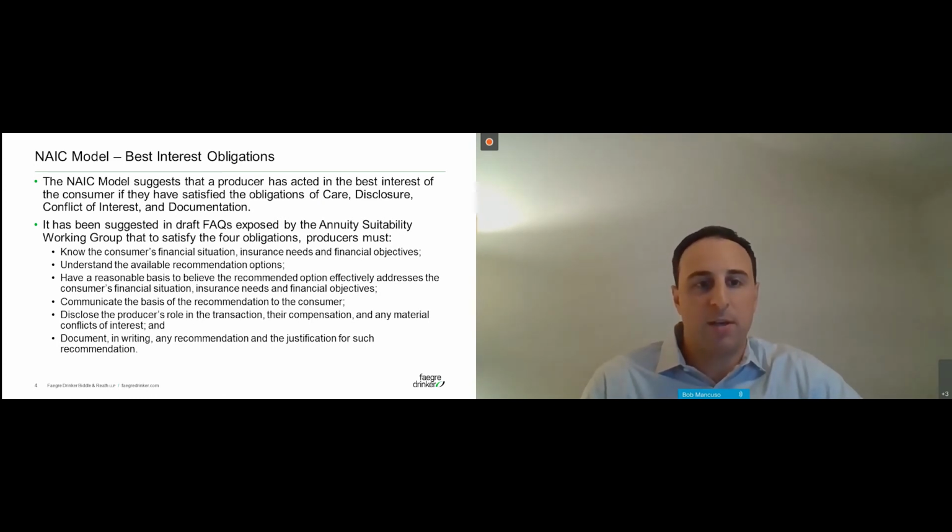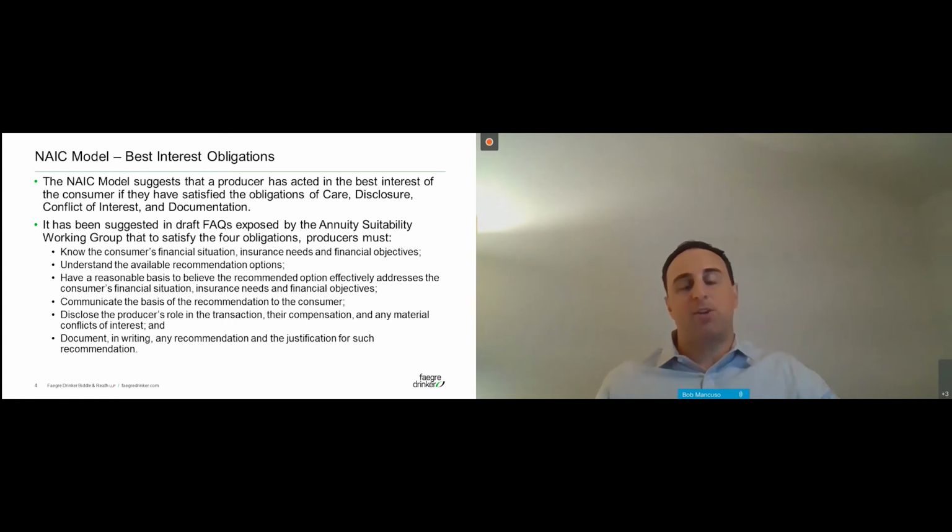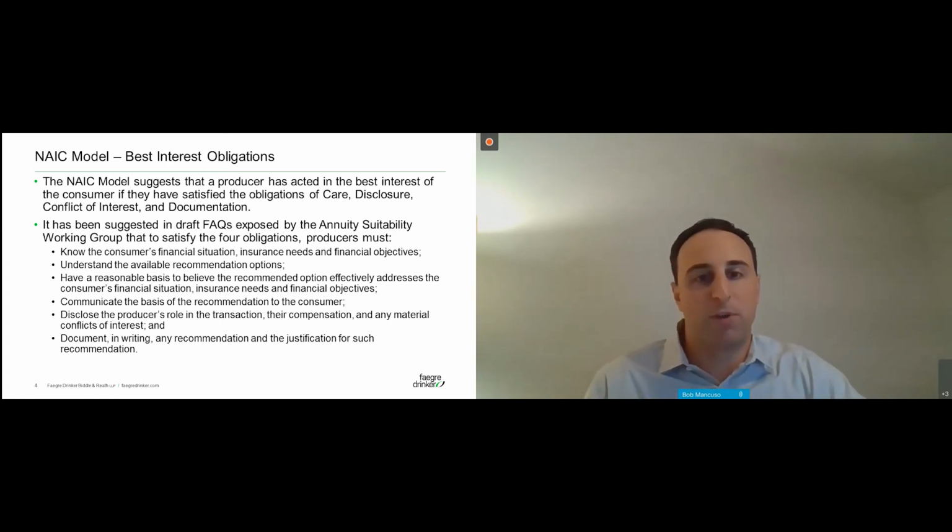The fourth obligation is the documentation obligation. And this one is really, really important because, for producers, this is your written record that you did everything correctly. So the model states that the producer must, at the time of the recommendation or sale, make a written record of any recommendation and the basis for that recommendation.